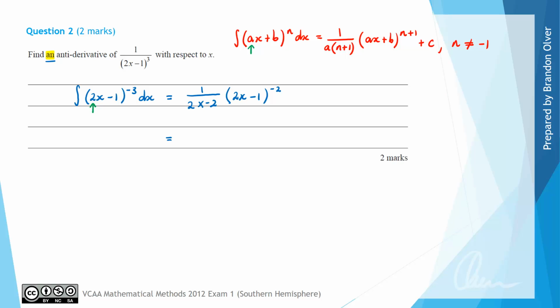And this simplifies to negative 1 over, and then 2 times 2 is the 4, and that negative I've put on the top line. And then we would have (2x - 1) to the power of 2, because that negative exponent will put it on the denominator of a fraction. So that is the answer to this question.